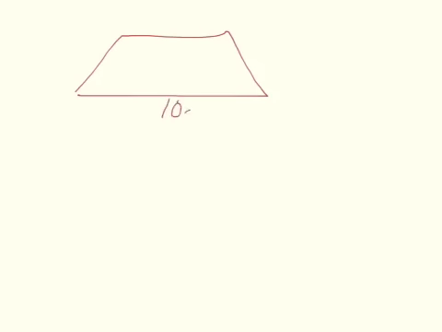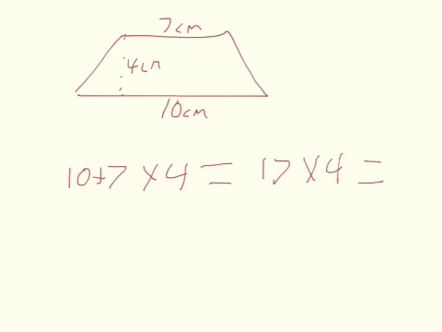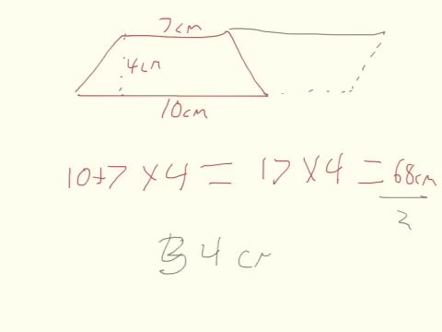Let's say that the bottom is 10 centimeters and the top is 7 centimeters. To follow my formula, I'm going to take the bottom, 10, plus the top. I'm going to multiply it by the height. Let's say the height is 4 centimeters. And I'm going to get 10 plus 7 is 17 times 4, which equals 68 centimeters. But that is mentally creating this shape. I need to divide that number by 2. So my answer will be 34 centimeters square.